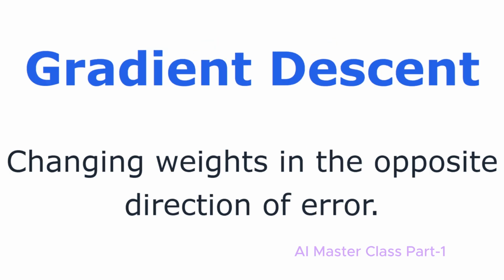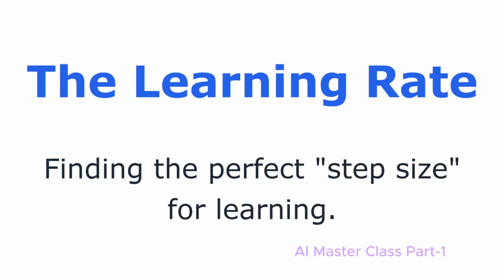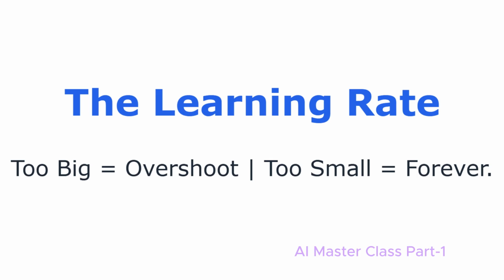We take each weight and we change it slightly in the direction that would reduce the loss. If increasing the weight makes the loss go up, then we decrease it a little. And if increasing it makes the loss go down, we increase it a little. The change in weight is controlled by the learning rate. It is an important hyperparameter. If the learning rate is too big, we may overshoot and never reach the optimal loss value. But if it is too small, then the learning will take forever.